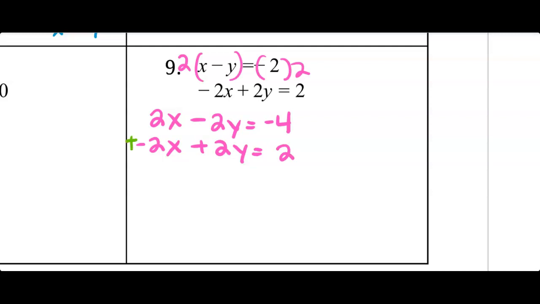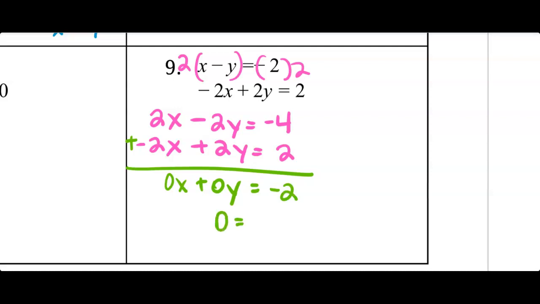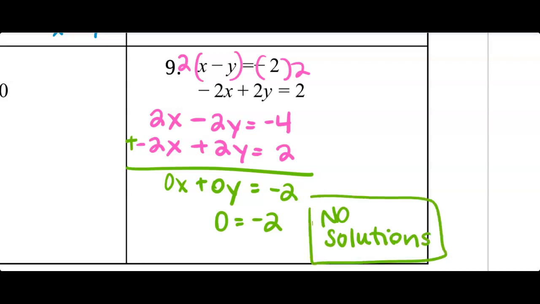Now that I have my opposite pair, I can add my two equations together. 2x plus negative 2x is 0x. Negative 2 plus 2 is plus 0y. And then negative 4 plus 2 is negative 2. So I can see that my variables have canceled, but my constants have not. Since that's the case, I know that this is no solutions because 0 does not equal negative 2. That means that these are two lines that are parallel and thus will never intersect.